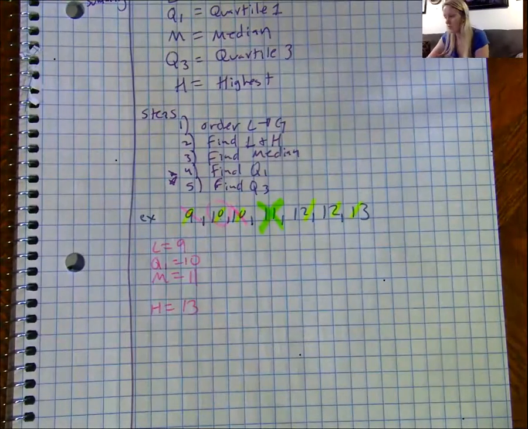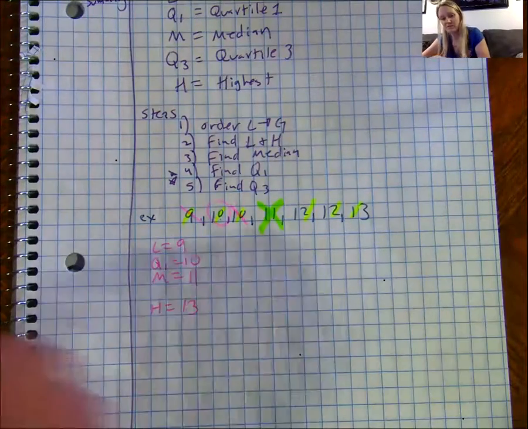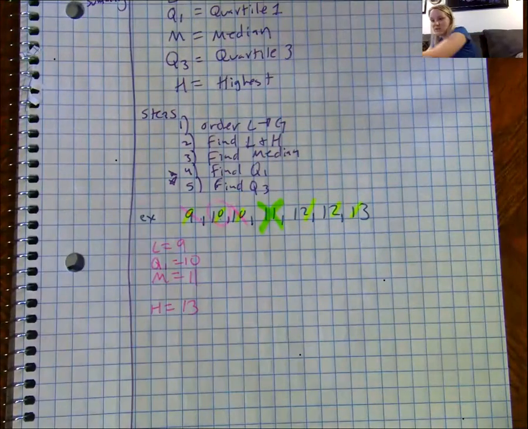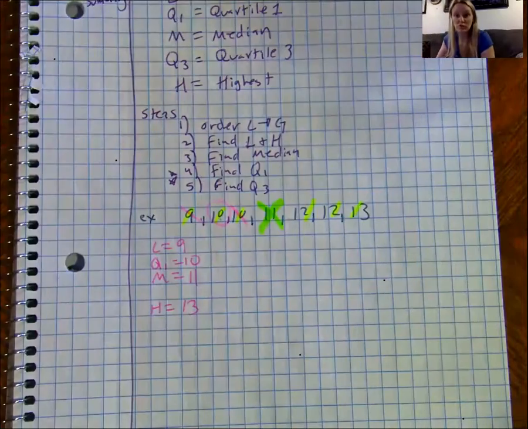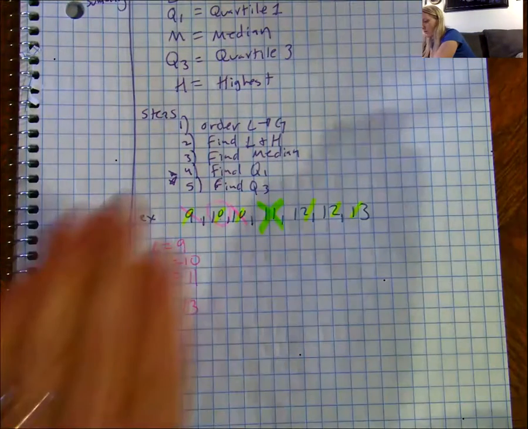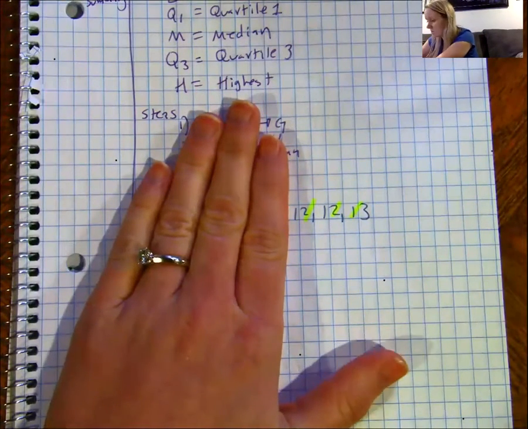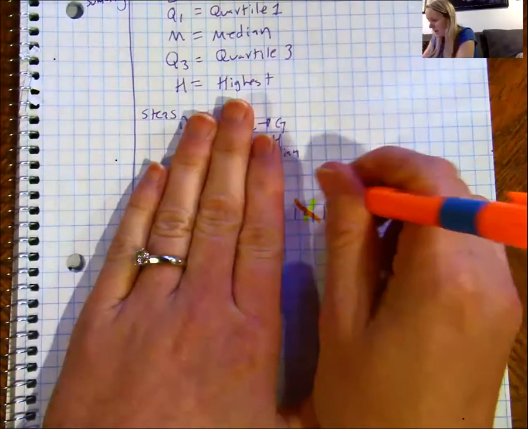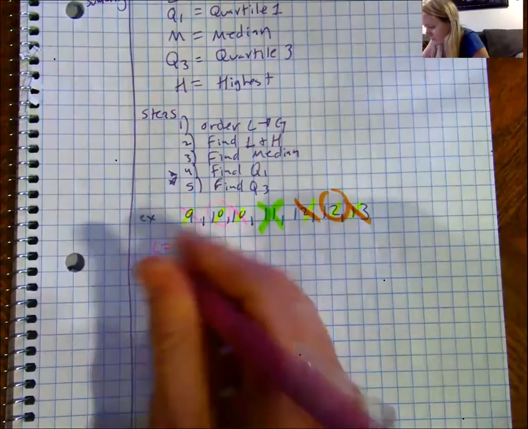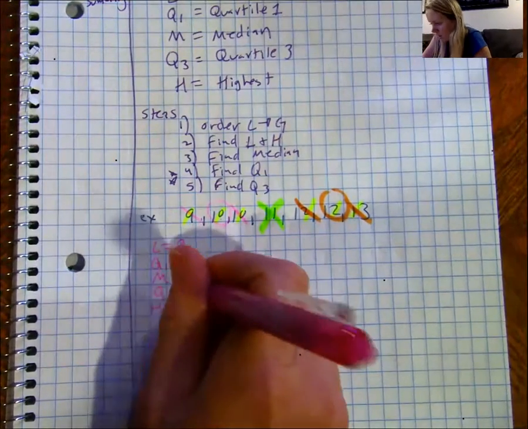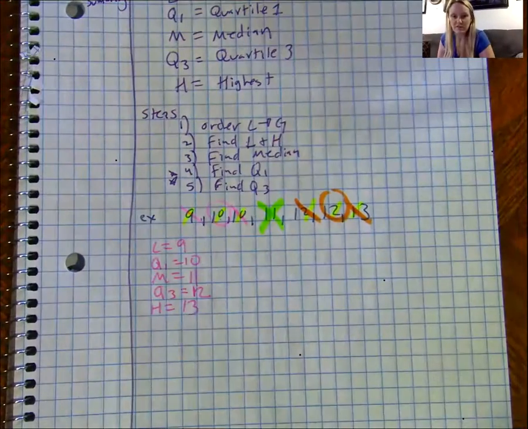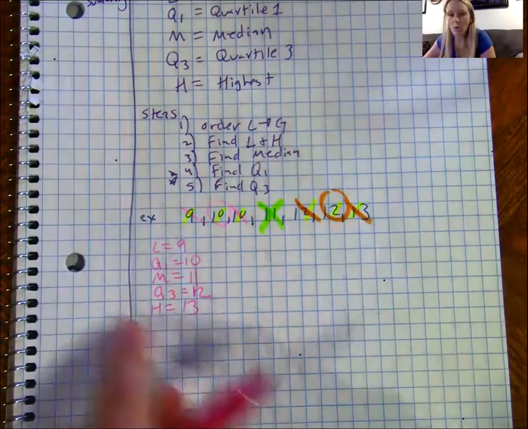I know some of you can already step ahead and think of this. I have to do the same now, but for my Q3. So I cover up all the numbers, and now I just find the median, or middle, of these numbers. 1, 2, aha, it's 12. Voila, I was able to find those numbers. This is really helpful in the future.